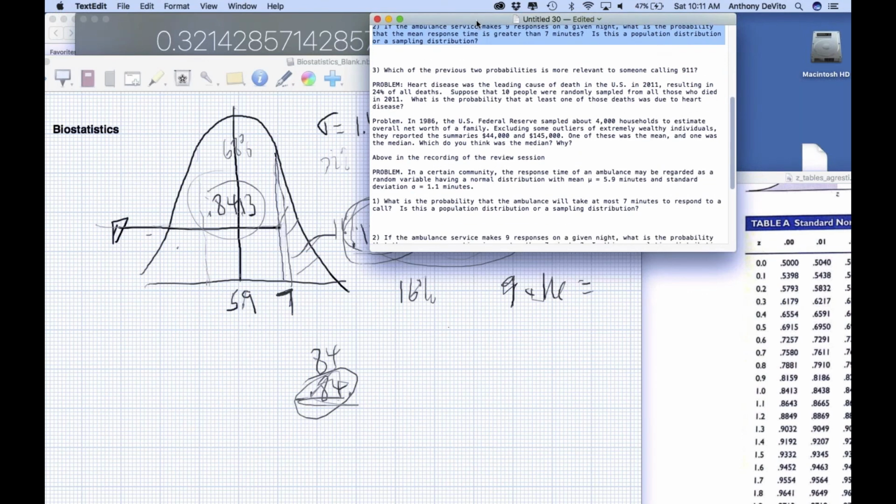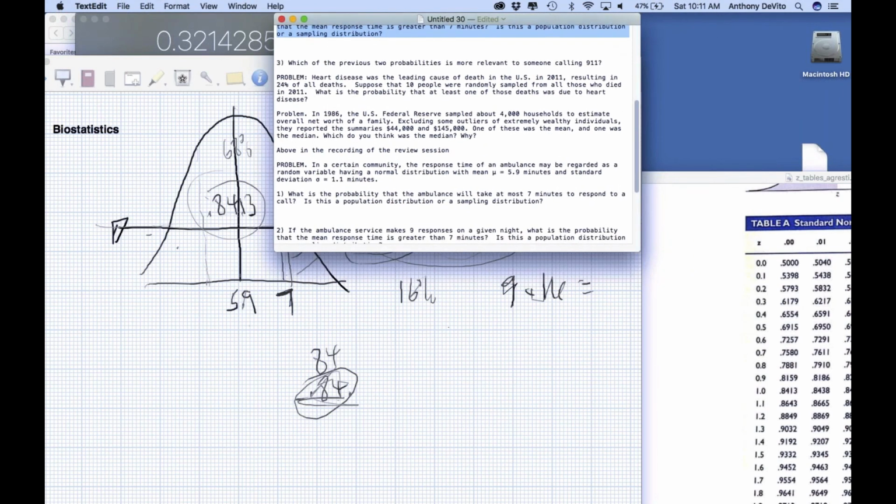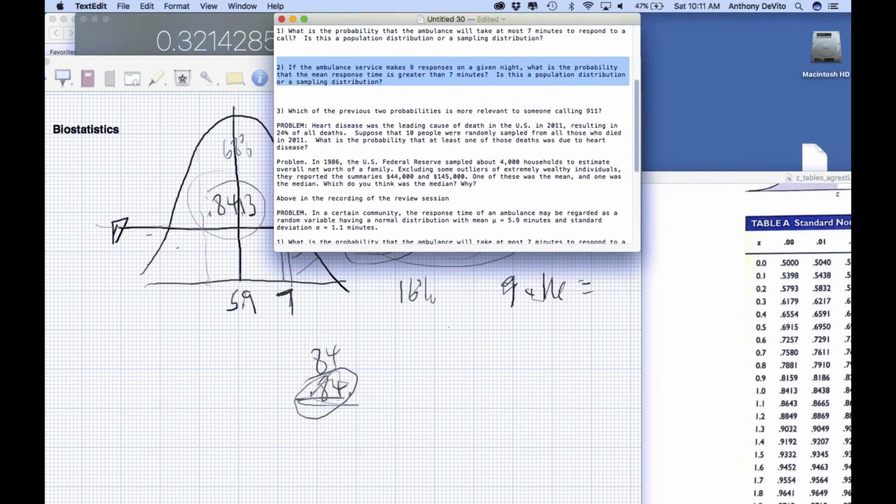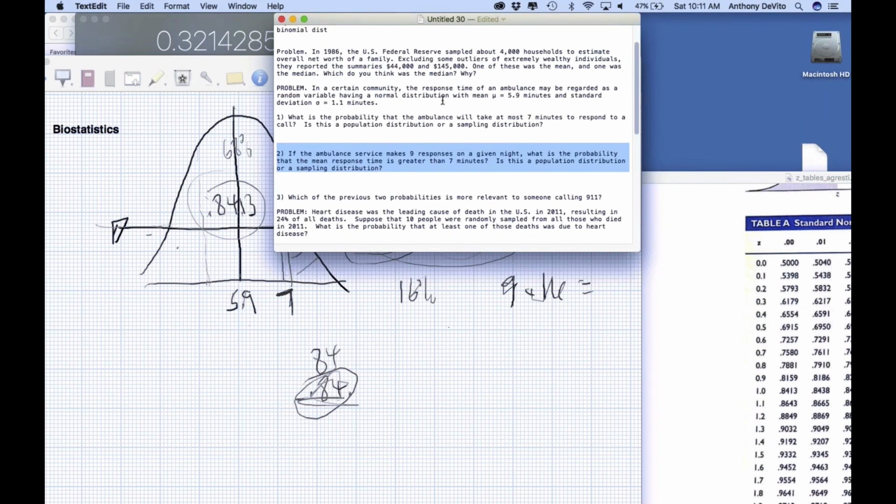Which of the previous two probabilities is more relevant to this? Actually, I answered the second question first there, didn't I? The first question was, what's the probability that it will take at most 7 minutes?